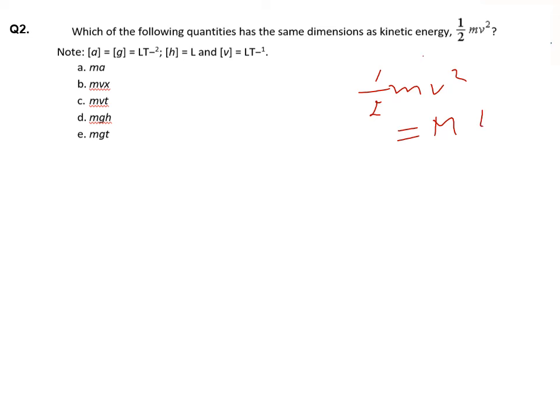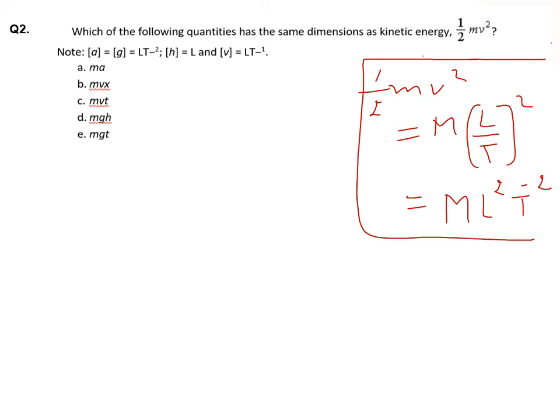Your velocity is L over T, so you will have a square for this. So your equation is ML²T⁻². This is the dimension for the kinetic energy. Now you need to check which of the following quantities has the same dimensions as this ML²T⁻². You can just do the calculations.